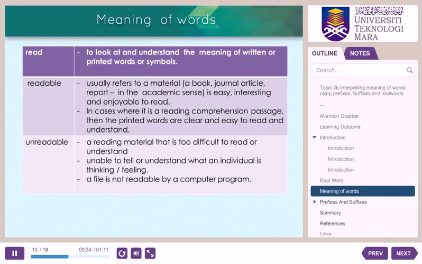Read plus able, readable, usually refers to a material, a book, journal article, report in academic sense, that is easy, interesting, and enjoyable to read. In cases where it is a reading comprehension passage, then the printed words are clear and easy to read and understand. Unreadable is a reading material that is too difficult to read or understand.